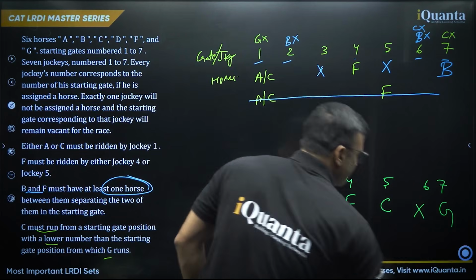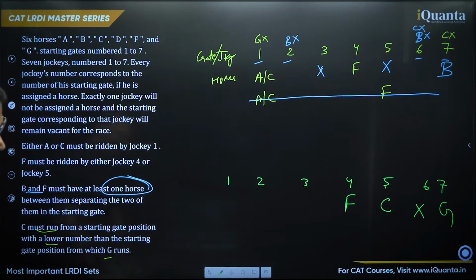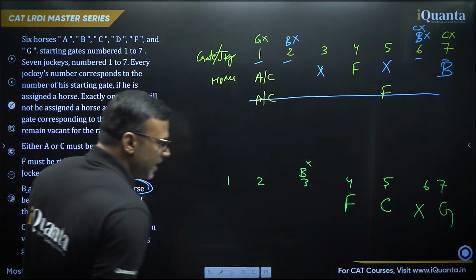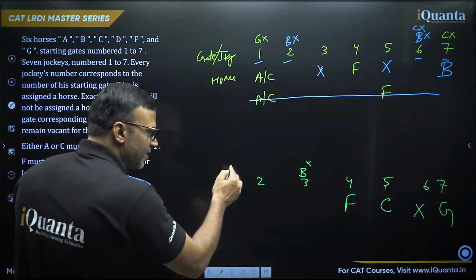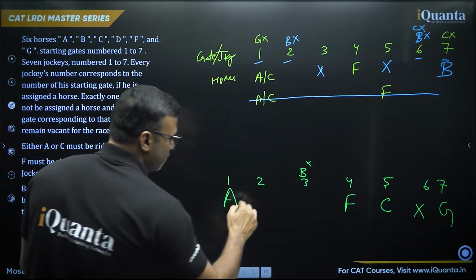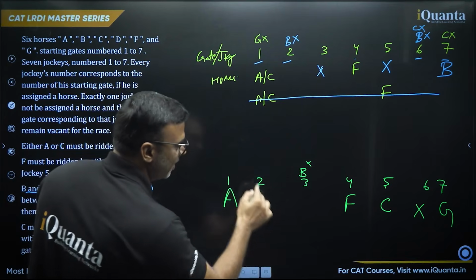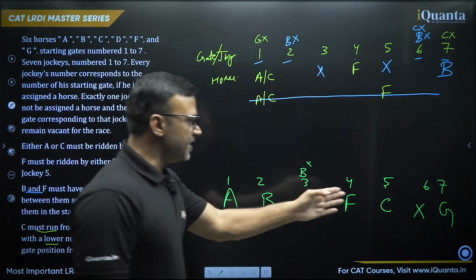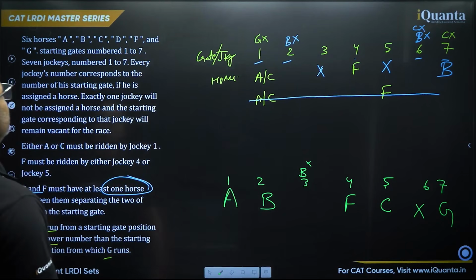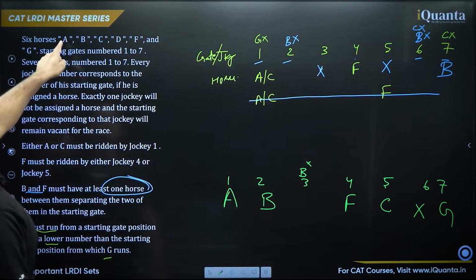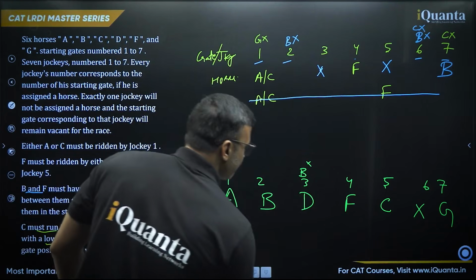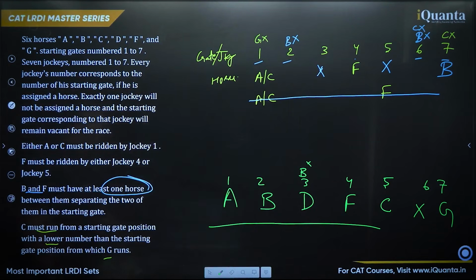So G has to be here because C has to be lower than G, right? Now B cannot be here. In the first place, it was either A or C. C is already gone, so A has to be here. So B cannot be here. So the only place B can go is second. Such a beautiful thing. So A, B, F, C, G. So only D is left, so D has to be here. So we get the perfect positioning, right?